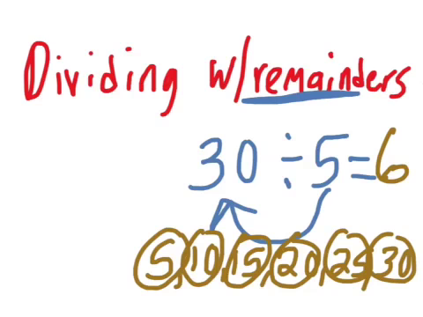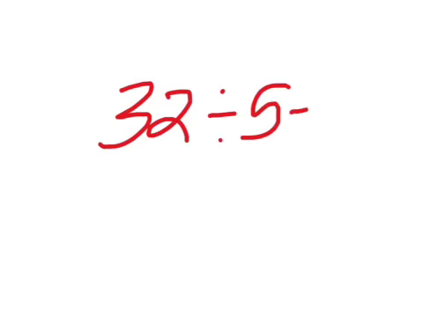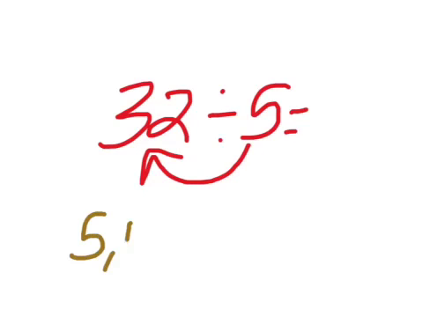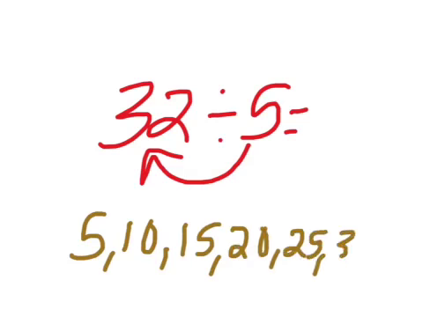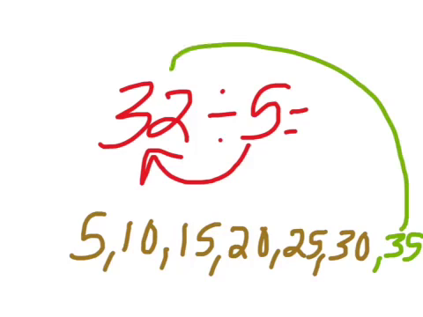But if I'm looking at division with remainders, I get a number like 32 divided by 5 equals. So once again, I'm going to start with that same process. I'm going to count by 5s. 5, 10, 15, 20, 25, 30. Now I know my next number would be 35. If I were to keep going, 35 would be next. But I know that 35 is bigger than 32, so I can't have that.